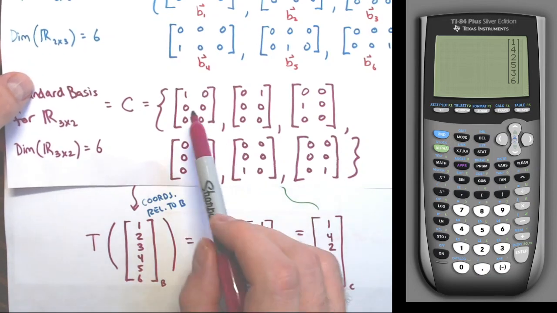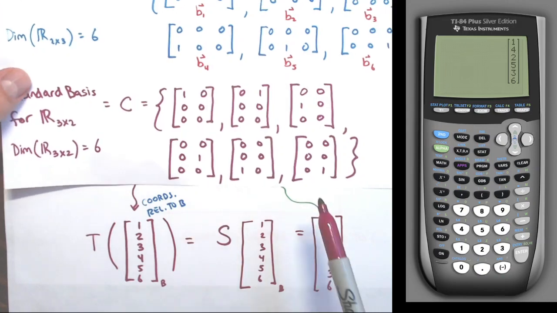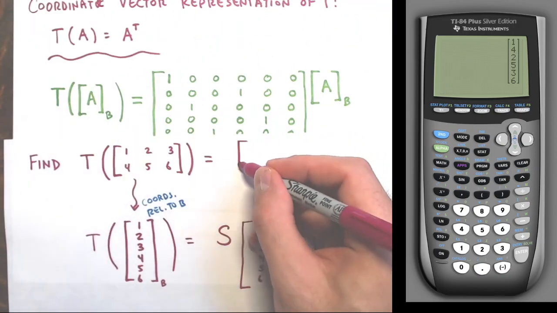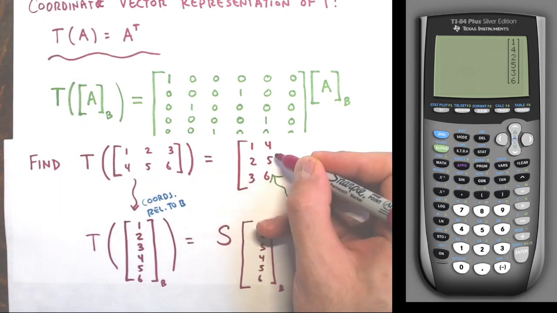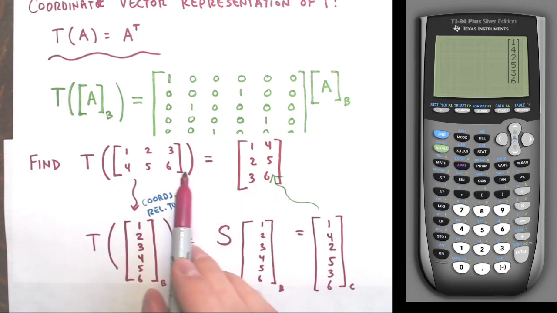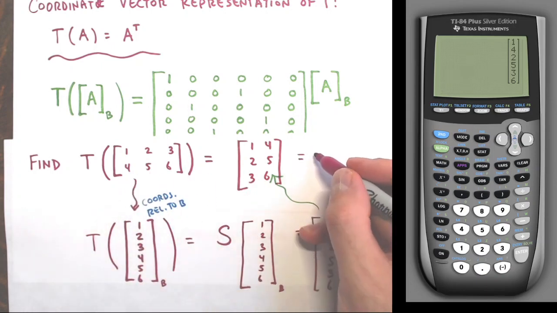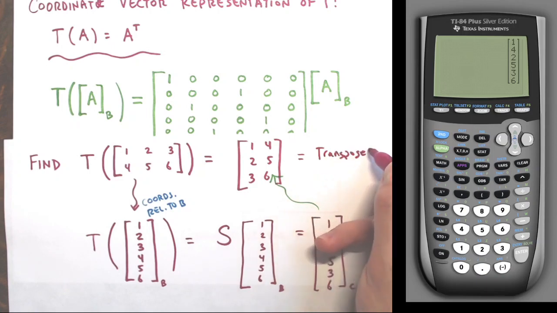So the first row will be 1, 4. The second row will be 2, 5. The third row will be 3, 6. So I get a 3 by 2 matrix: 1, 4, 2, 5, 3, 6. And look at that. Isn't that the transpose of this matrix? This is indeed the transpose, which we were hoping for. Yay!